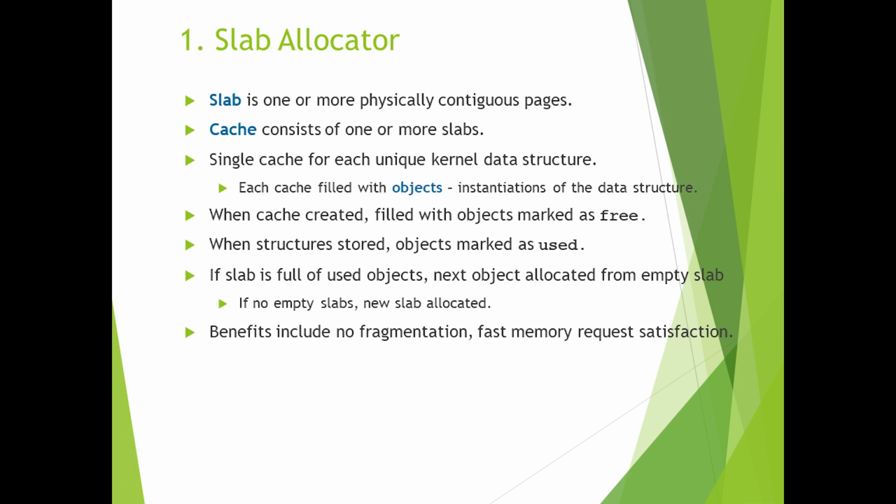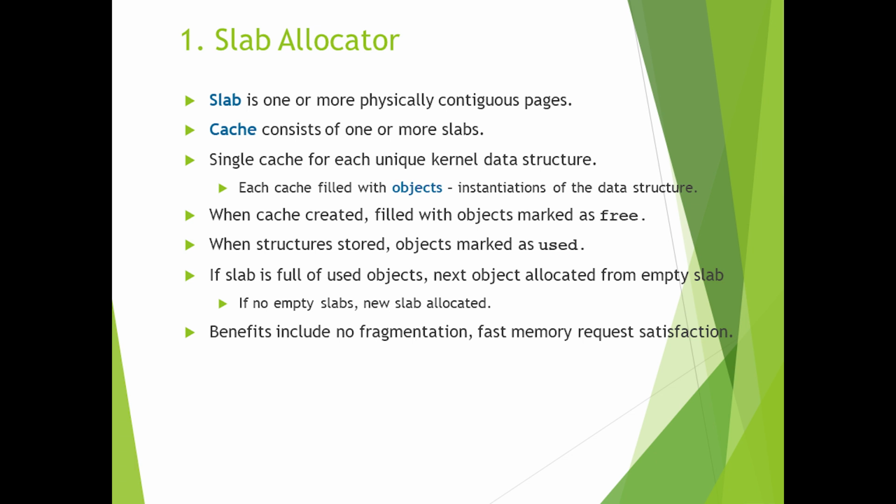Let's see what a slab is first. A slab is one or more physically contiguous pages. A cache consists of one or more slabs. There is a single cache for each unique kernel data structure. Each cache is filled with object instantiations of the data structure. When the cache is created, objects are marked as free. When the structure stores objects, they are marked as used.